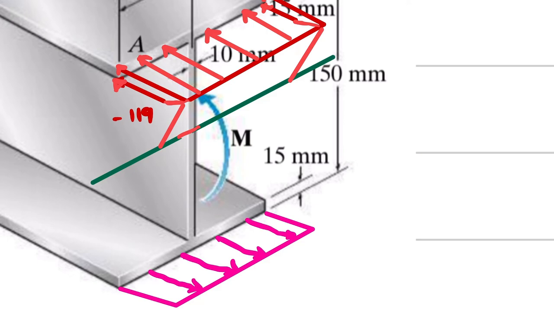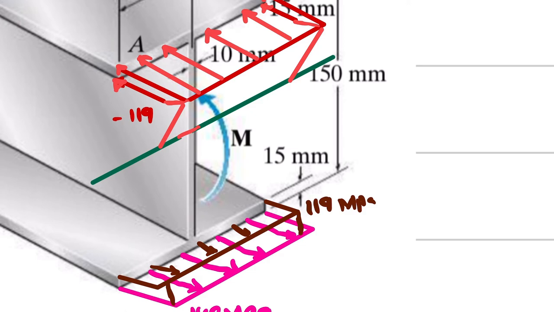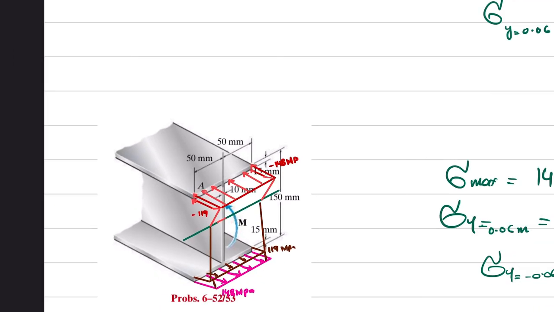And this value is 148 megapascal, and for this, this will be 119, and this will be 119. Clear? 119 megapascal. And when you join them with this, it would be like this. It should be like this. Clear? So the distribution will be like this.